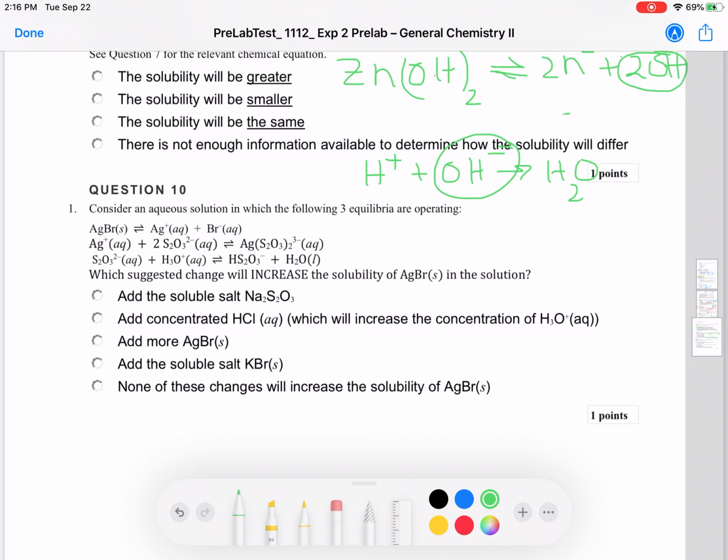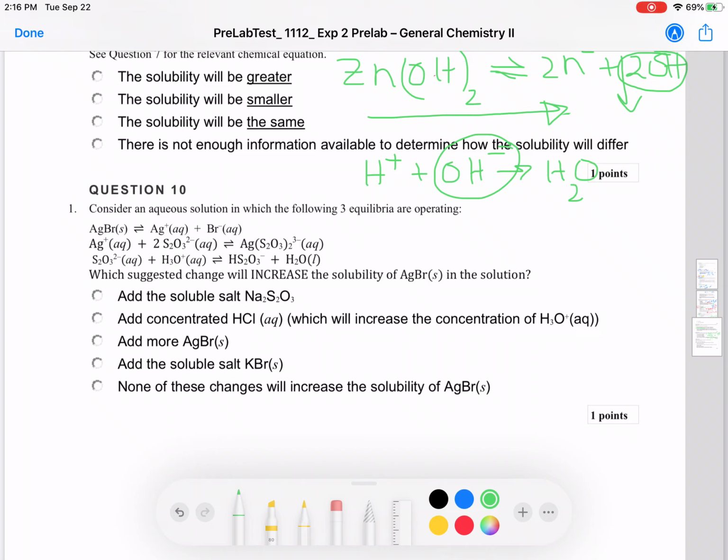So as the hydroxide level goes down, what's going to happen? It will start dissociating more of the zinc hydroxide, forming more of the products. So then the solubility will increase. The solubility will be greater. H plus produced via dissociation of HCl will react with hydroxide, and hydroxide is one of the products. So as the product concentration lowers, it will start forming more of the products by decreasing the amount of zinc hydroxide, meaning it will increase the solubility. The solubility will be greater.